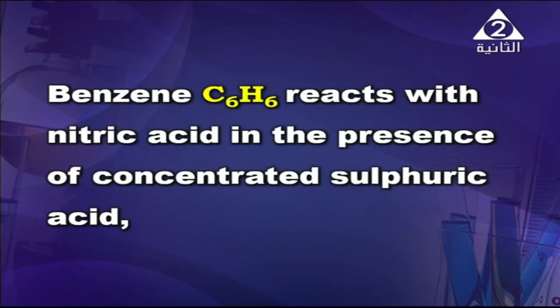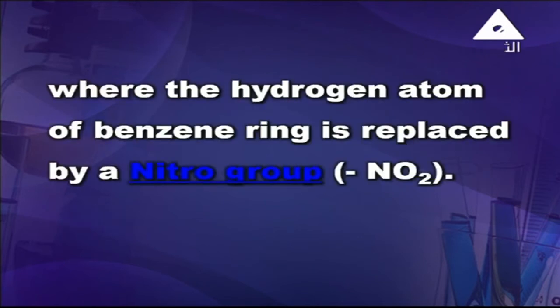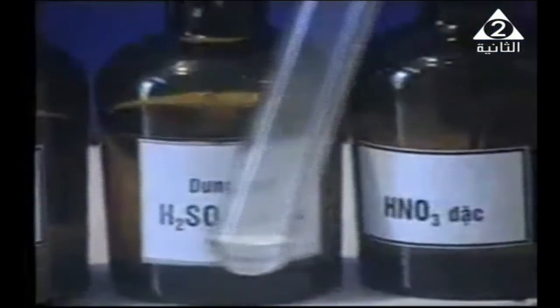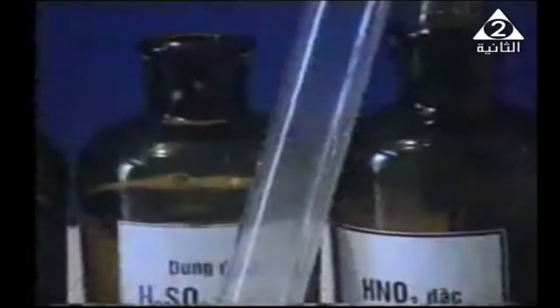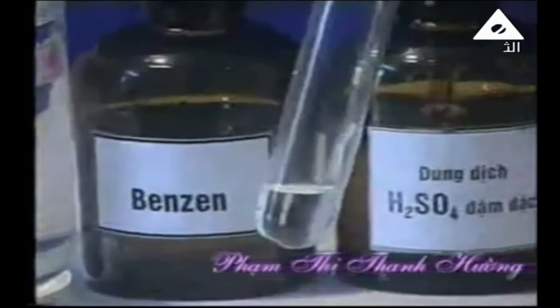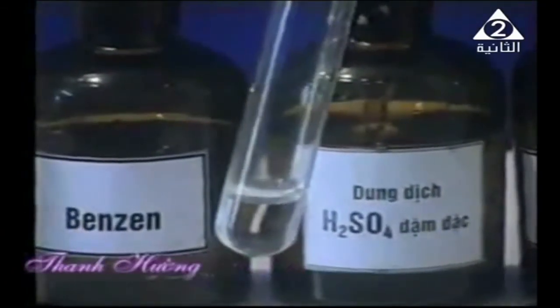Nitration reaction. Benzene C6H6 reacts with nitric acid in the presence of concentrated sulfuric acid, where the hydrogen atom of the benzene ring is replaced by the nitro group NO2, as the following animation shows. Here, my dear student, we react benzene with concentrated nitric acid in the presence of sulfuric acid as catalyst. The substitution reaction takes place and one hydrogen atom of the benzene is replaced by the nitro group, forming nitrobenzene, and this takes place at 50 degrees Celsius. As shown on the screen, the reaction proceeds giving nitrobenzene.